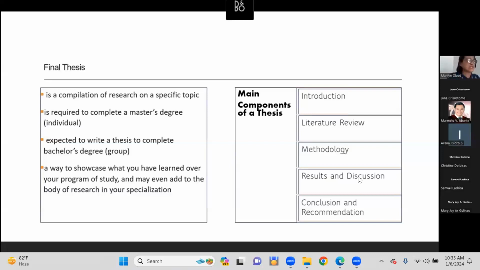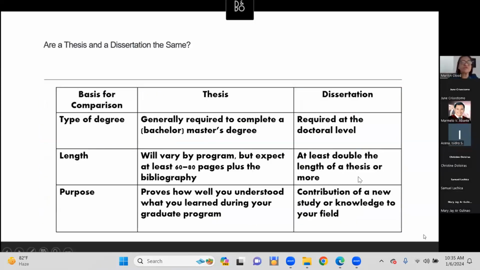But in publications, there are some publications that require results and discussion to be together, but there are some publications that require results separated from discussion. And of course, conclusion and recommendation. Yung iba, ang conclusion and recommendation nakasama sa discussion. If the discussion is separated from the results, the conclusion and recommendations are in the discussion part. Okay po?